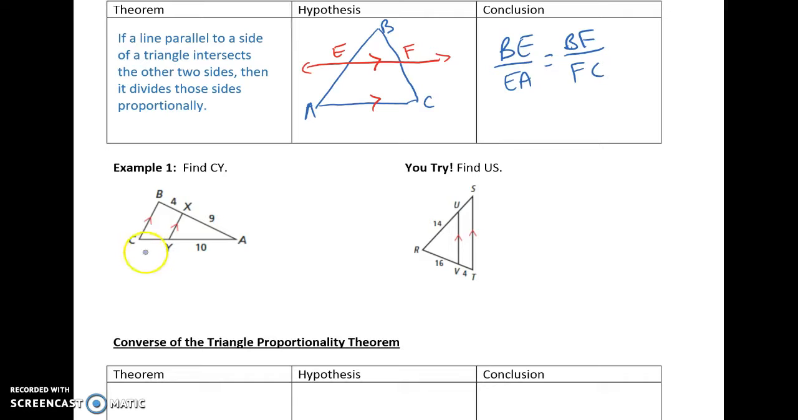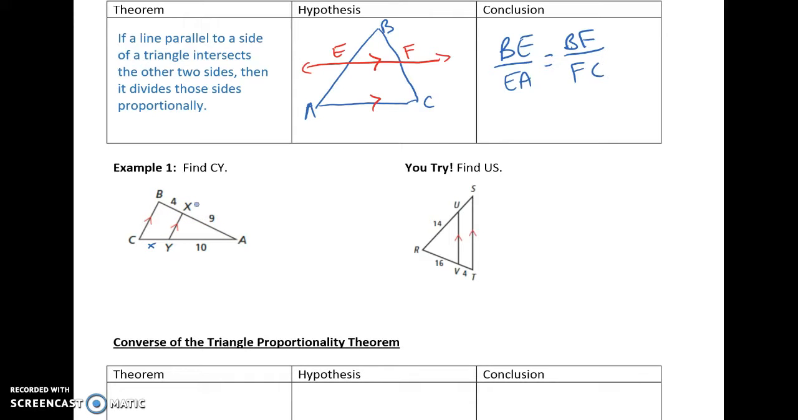So if I want to find CY, this is the value I'm looking for. Remember, you can put in variables if you want to tell you what you're looking for. I'm going to call this X, right? And then I want to set this up. Well, first, you want to see, are these triangles similar? They should be for me to use this theorem. And yes, they are, because we've got reflexive A, and I've got corresponding angles that are congruent.